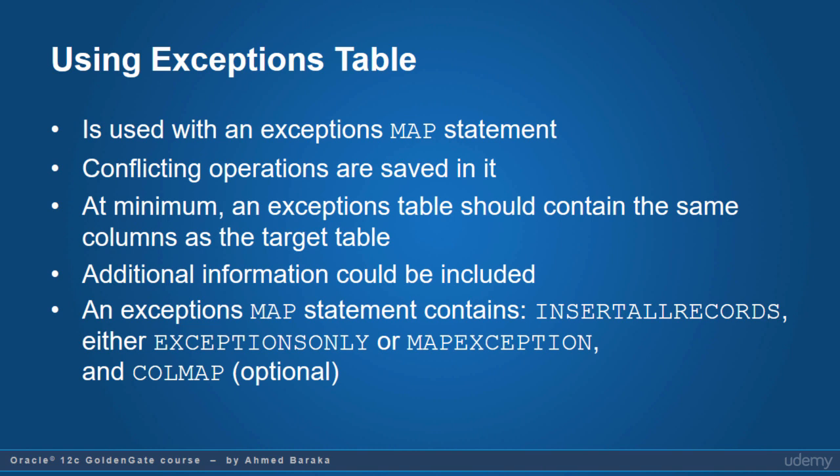At minimum, an exception table should have the same columns as the target table. But typically, you add extra columns to save more information in them, like the operation date and time, the values of the before image columns, and the values of the current image columns. As normal, you use the colmap option to save the required information in those columns. I will show you examples of using the exception table soon in the lecture.